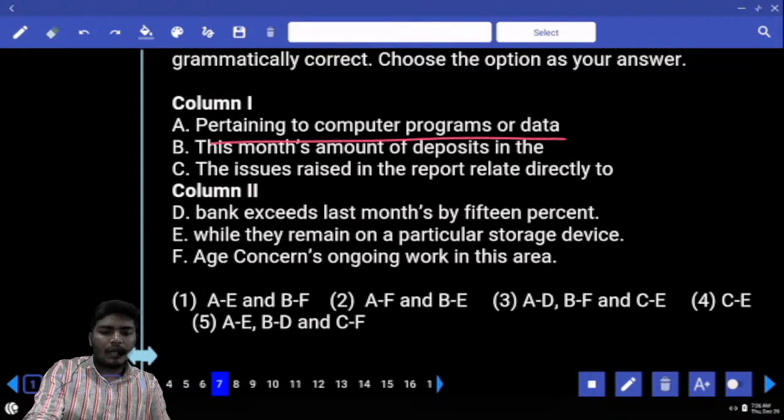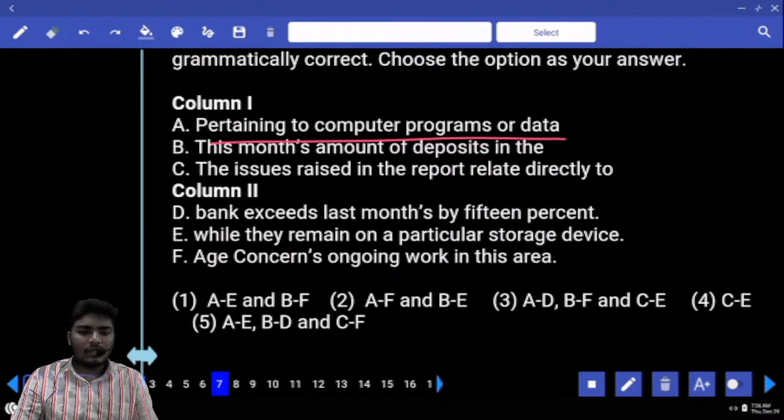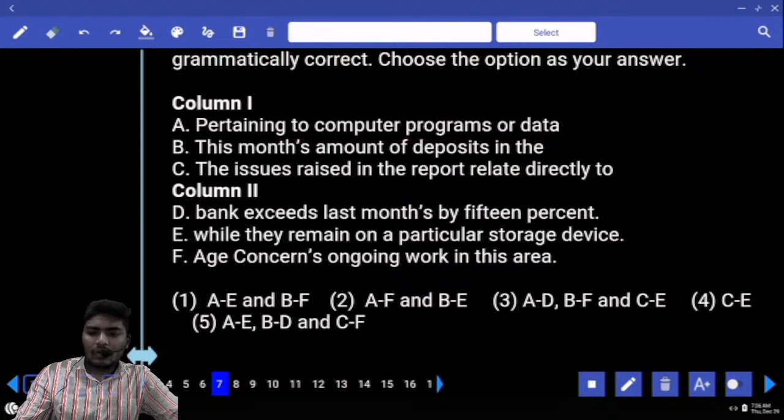Pertaining to computer programs or data, bank exceeds while they remain on particular storage device. Age concerns ongoing work in this area. Doesn't look quite good. Let us check with B.